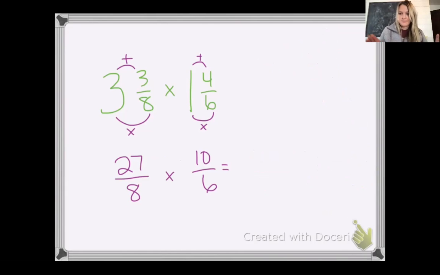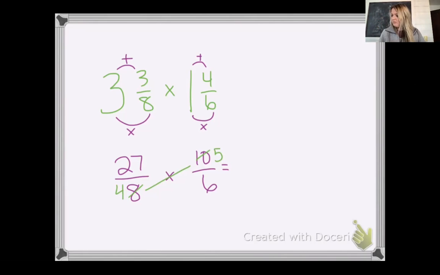Okay, so watch this. I'm going to simplify. I know my 8 and my 10 are both divisible by 2. So that's what I'm going to do to those. This cross multiply, I'm dividing them both by 2. So 10 divided by 2 is 5. And 8 divided by 2 is 4. So now when I multiply straight across, I'm going to have smaller numbers.